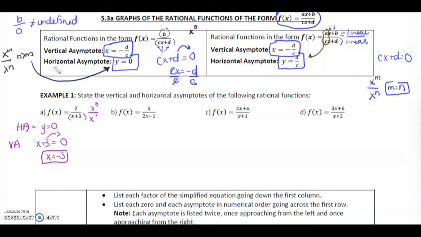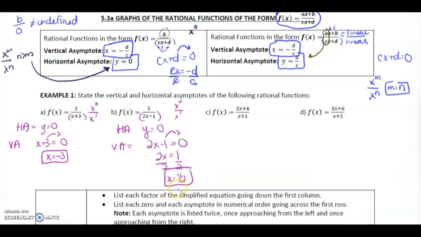Okay, B, f(x) = 5/(2x - 1). So again, we have x to the 0 over x to the 1, so our horizontal asymptote is simply y = 0. Now our vertical asymptote, we take the denominator, 2x - 1, and equate it to 0. Bring the -1 over, it becomes positive 1, and then divide both sides by 2. So we have a vertical asymptote at x = 1/2.